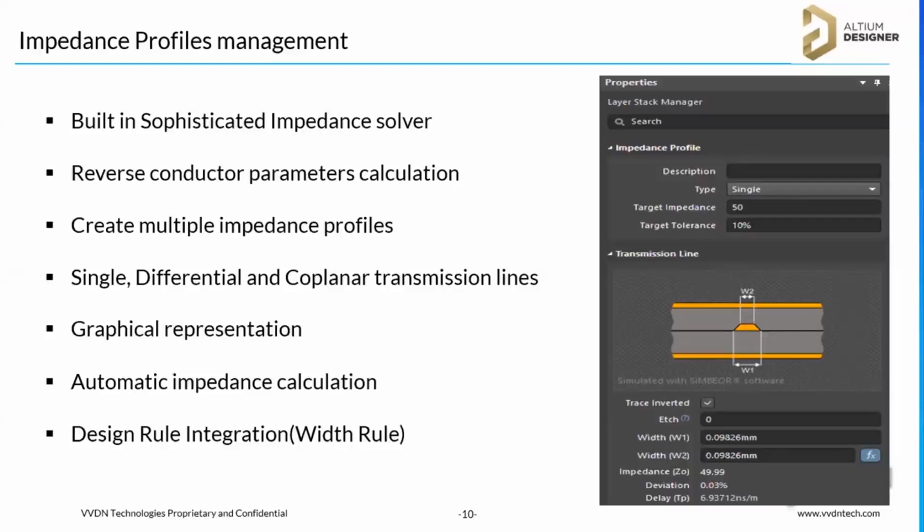And these calculated impedances can be assigned in your design rules. In your design rules, this width can be assigned automatically. So while routing, this calculated track width can be taken. Yeah, I forgot to mention the reverse conductor parameter calculation. Either you can mention the target impedance and calculate the track width, or mention the track width and calculate the impedance. So either way it works.